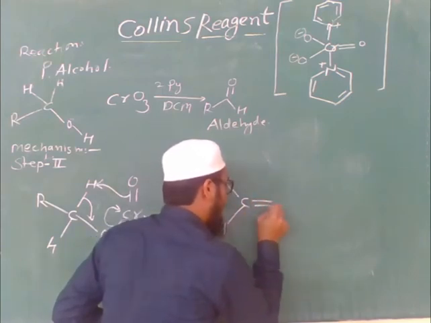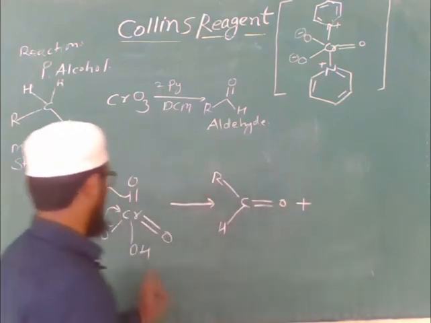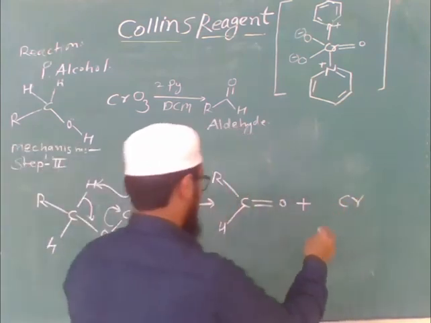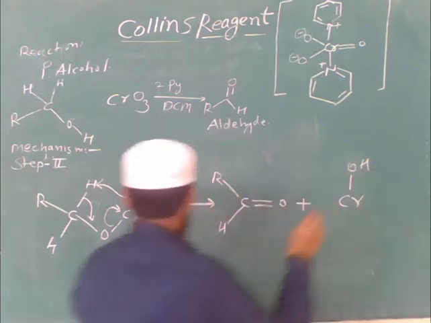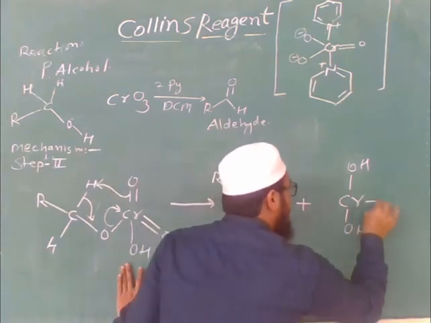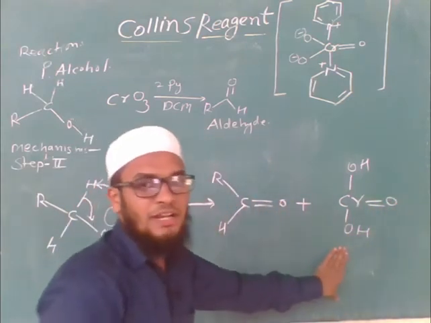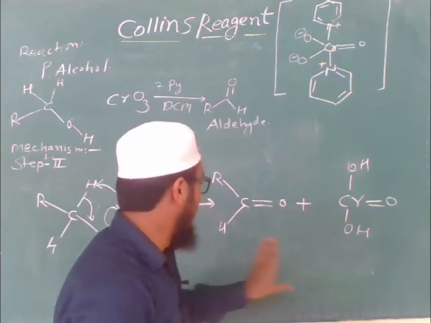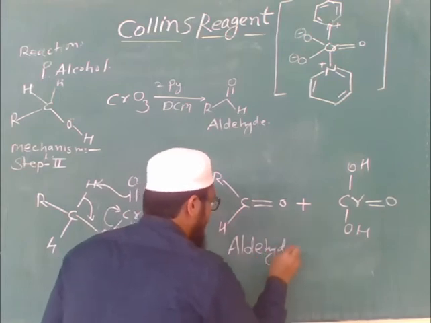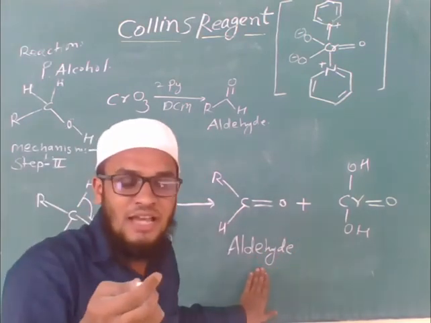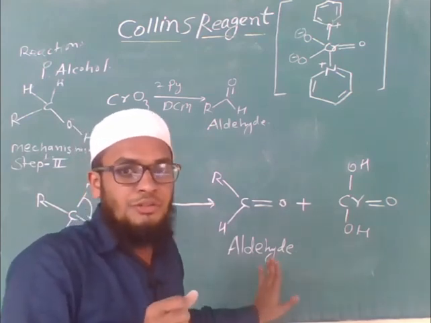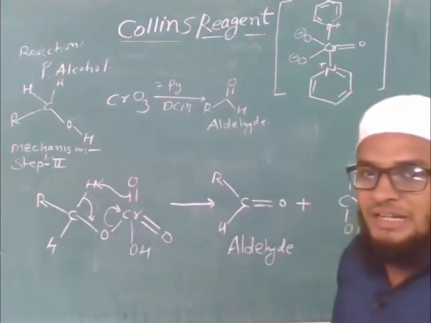This is double bond O, plus this one I have with me is chromium OH. This one is OH, the one below is also OH. This one with the double bond O, what do you call it? It is chromous acid, and this one is our aldehyde. This aldehyde will not react further with any aqueous molecule because it is an anhydrous reagent. So this was our preparation of aldehyde.